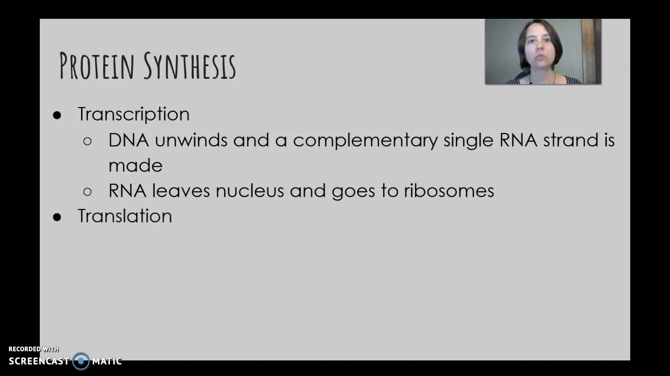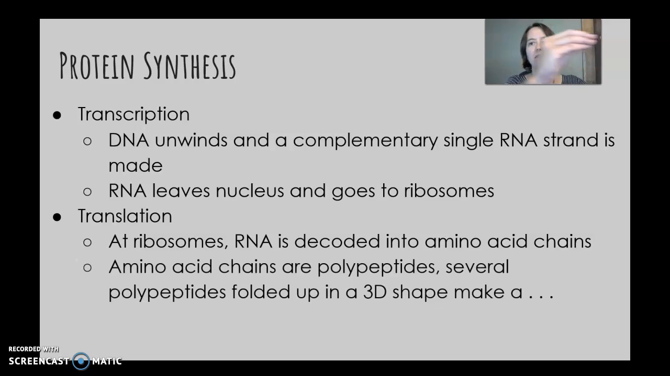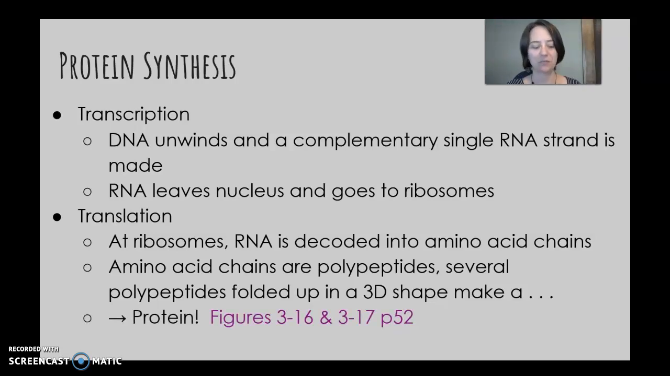And then that is where the process of translation starts, and during translation, RNA is decoded from a strand of nucleotides, excuse me, into a chain of amino acids. And then once you have that chain of amino acids that have been made from that information, we call that a polypeptide. And you put 1, 2, 3, 4, maybe more polypeptides together, they fold up in this complex shape, and you make a protein.